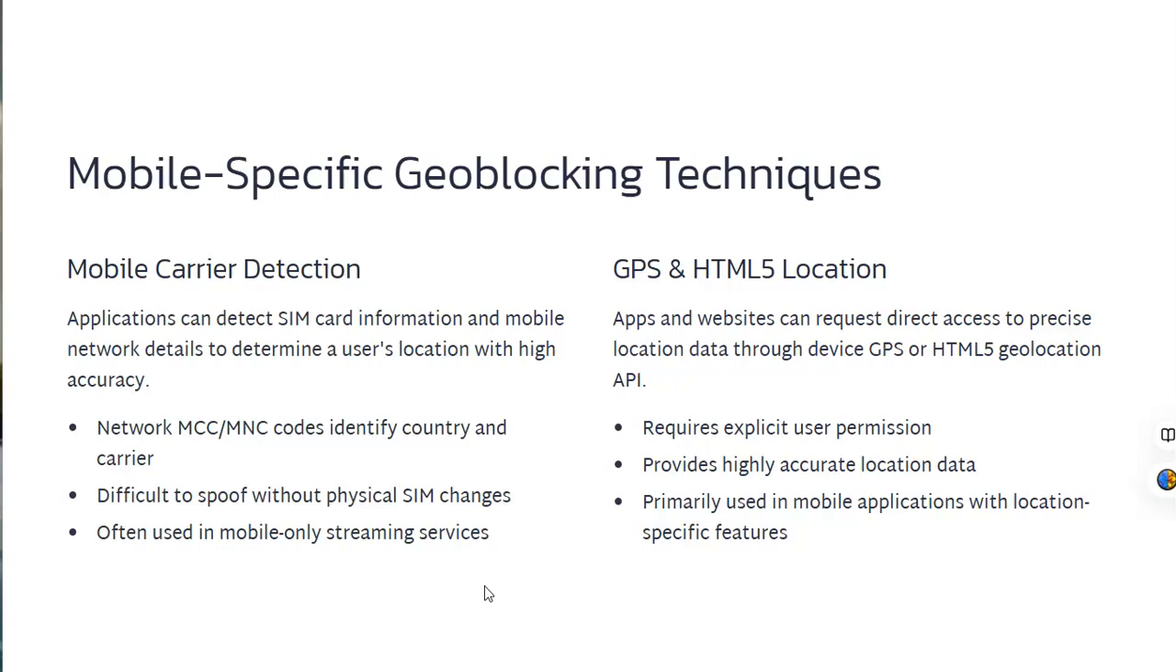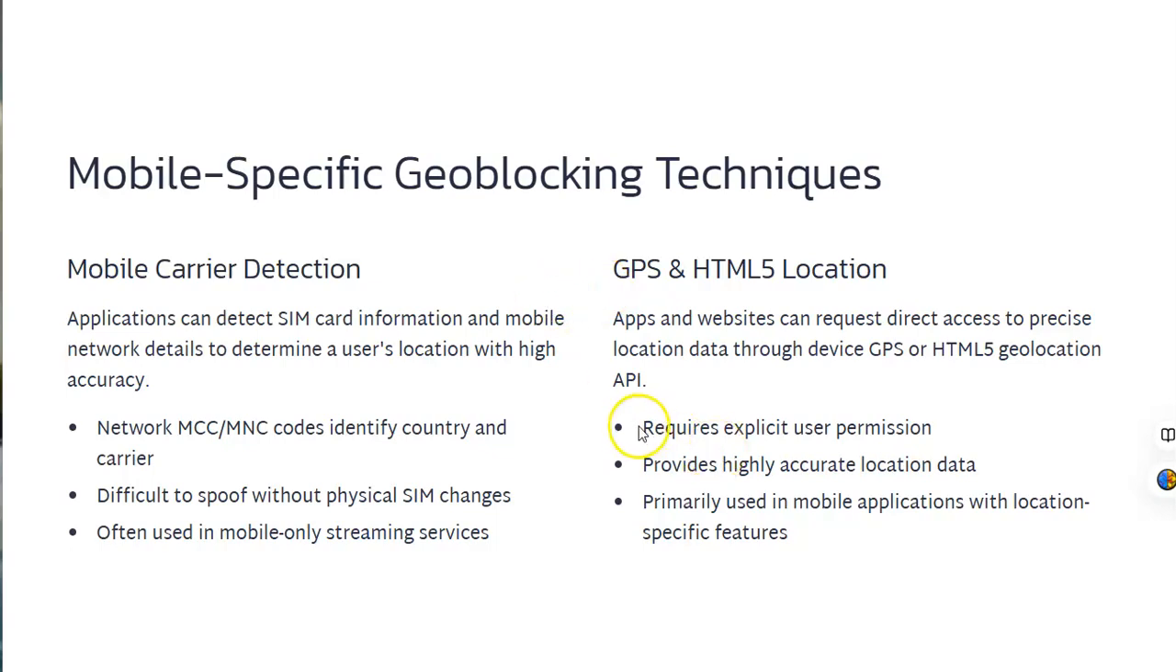to specific areas. So again, although you can put a VPN service or an app onto your mobile phone, it might not be enough. There are also things like GPS and HTML5 locations. Apps and websites can request direct access to precise location data, which of course your phone has if it has GPS technology on it, which most do, through the HTML5 geolocation API, or the GPS itself.